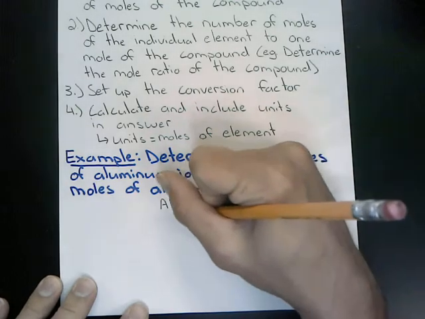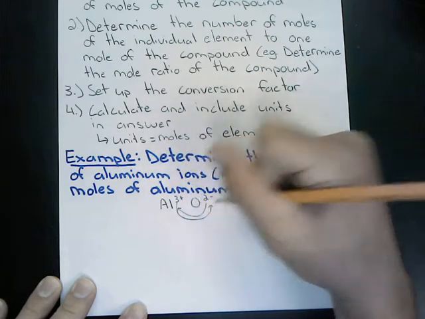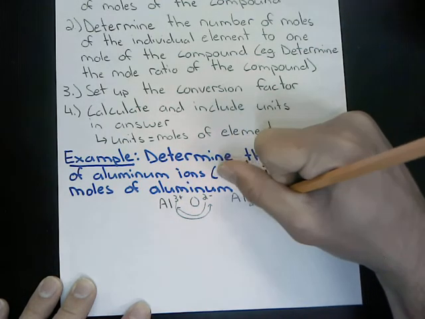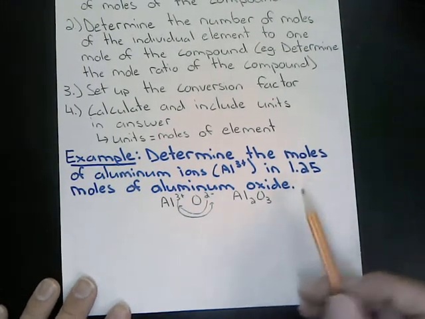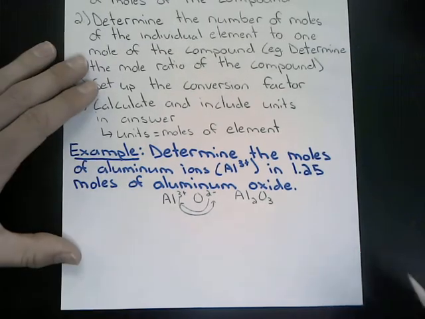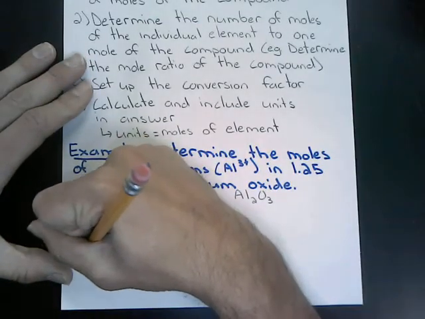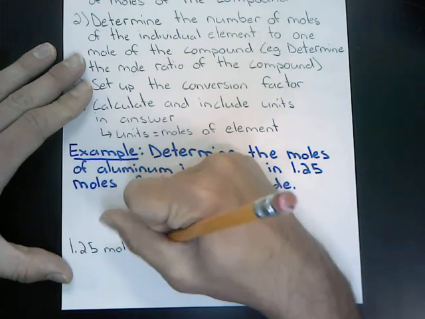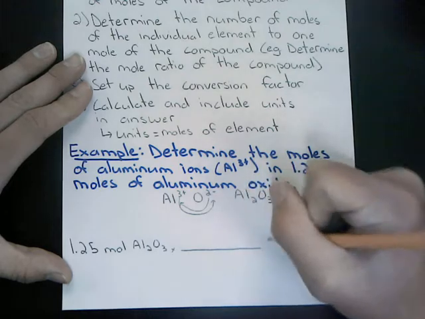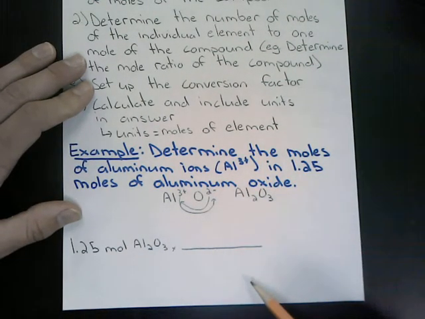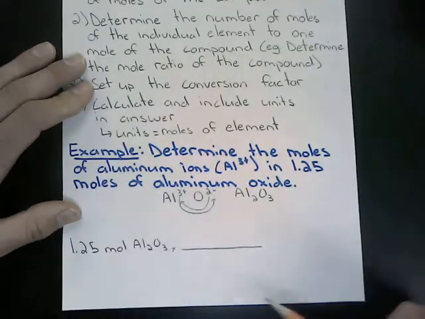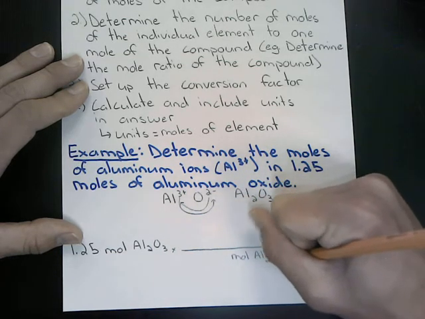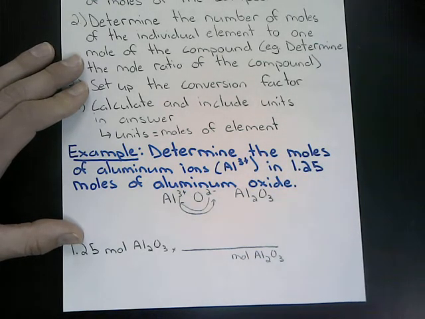Now, we crisscross the charge numbers to find out what our formula for aluminum oxide is, and Al2O3 becomes that formula. Now we can start with step 1 that we just wrote down. So we take 1.25 moles of aluminum oxide, Al2O3, and we set up our conversion factor. Remember, with the conversion factor, we need to have the same unit diagonal from the unit that we started with. Because we had moles of Al2O3 on top, we need moles of Al2O3 diagonal.